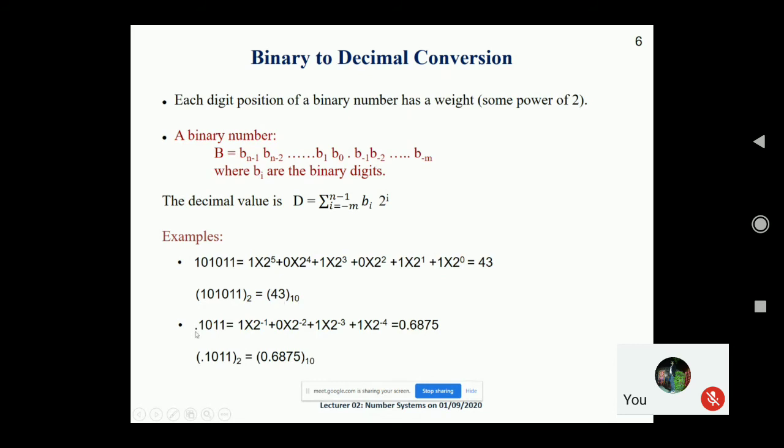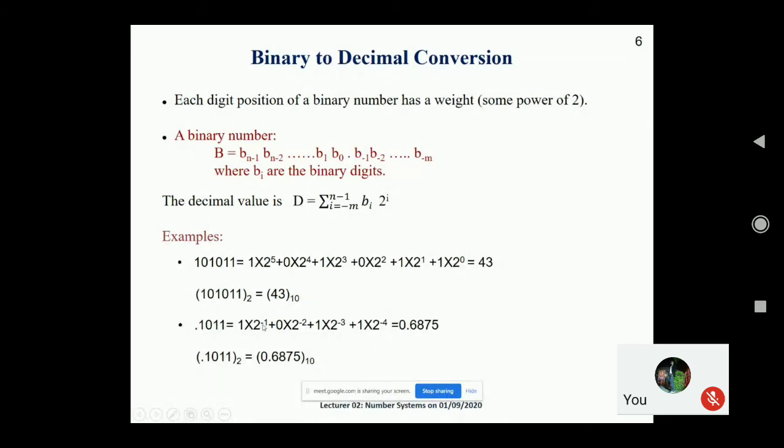Now see the second example, I'm using the fractional part only, 0.1011. So here how many numbers are there? Binary numbers 1, 2, 3, 4. Someone is asking me, what is the range? So the range depends on how many numbers you are actually using. In this particular example, we are using only 4 binary numbers.